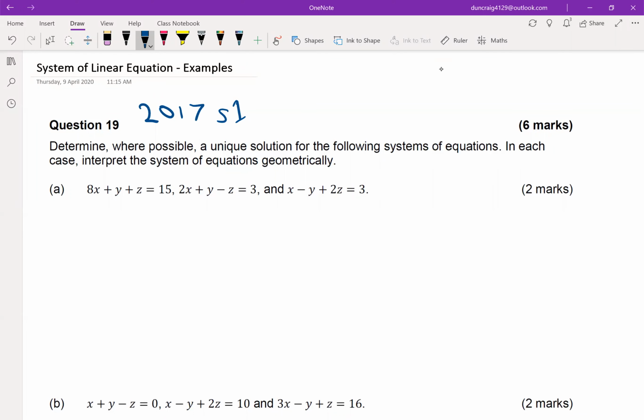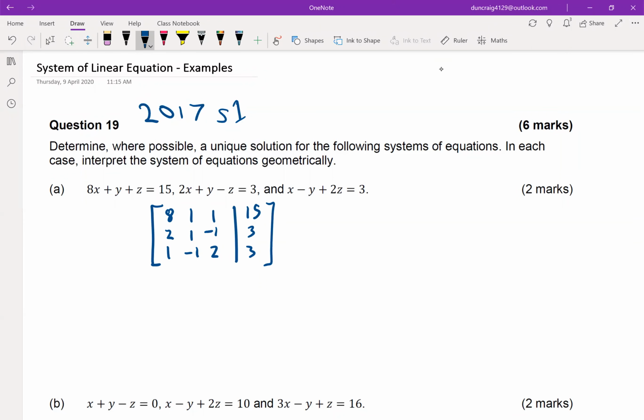Yeah, so it's in the calculator section, so you can literally just put this into your ClassPad to get the solutions. But I just want to show you how to do it non-calc, because it still is important to see those skills there. So first of all, what you're going to do is you're going to create a matrix with the values. So we've got here 8, 1, 1, 15, 2, 1, negative 1, 3, 1, negative 1, 2, and 3.